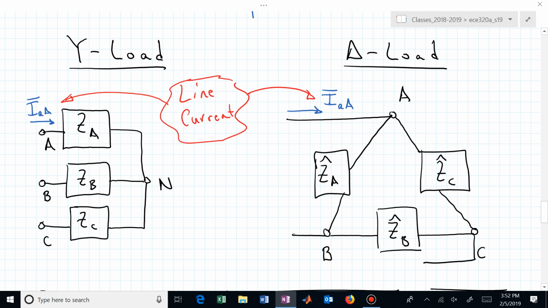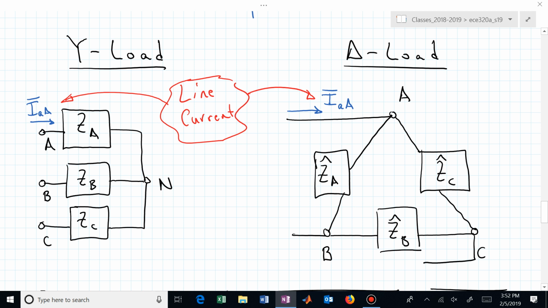That's not the case for the delta. The A phase current here is I sub capital A capital B, and that's not I sub AA. I sub AA is made up of an I sub BA and an I sub CA from KCL. You know KCL always holds true. When in doubt, pull out KCL or KVL, right? That should always be true.